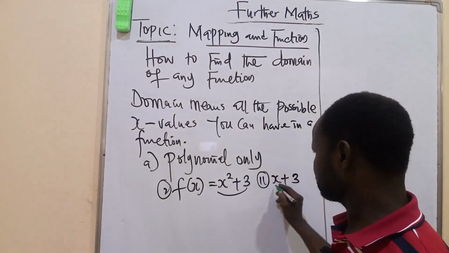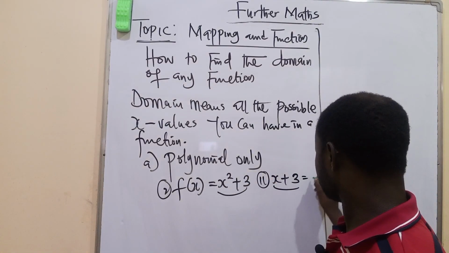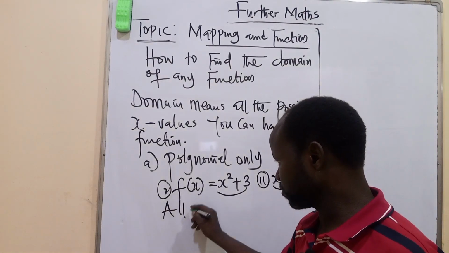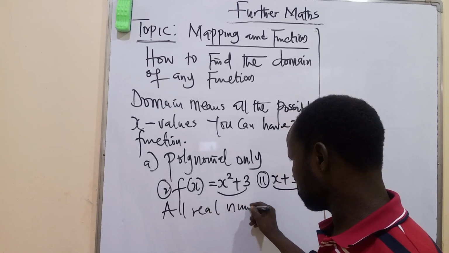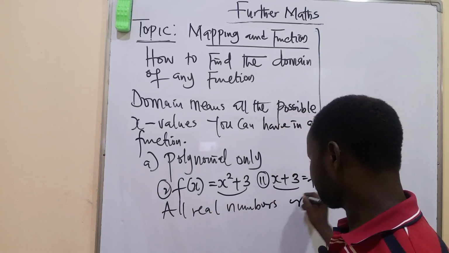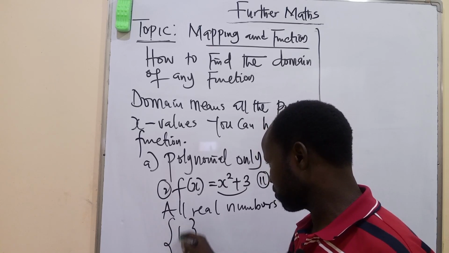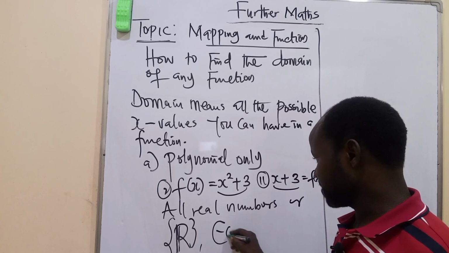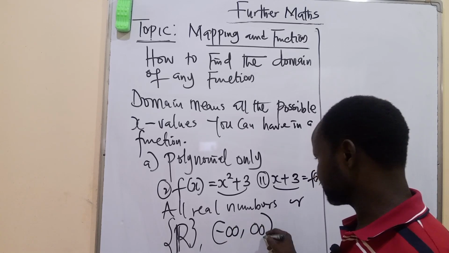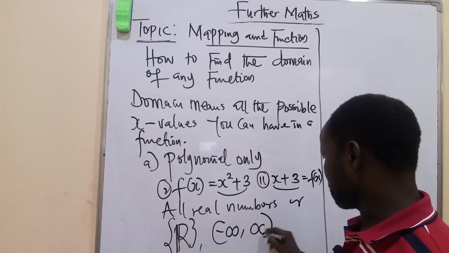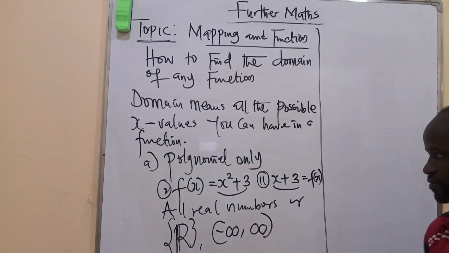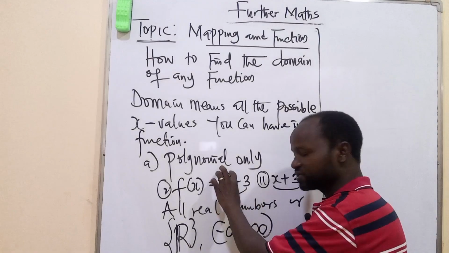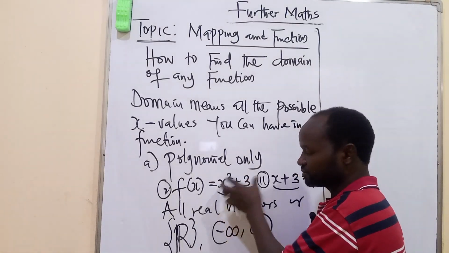The domain of these 2 functions will be all real numbers. Or we can write it in parentheses like this, all real numbers, or we can use interval notation as minus infinity to positive infinity. What do we mean by all real numbers? It means any negative or positive number, if we plug it into this function, it will be defined.